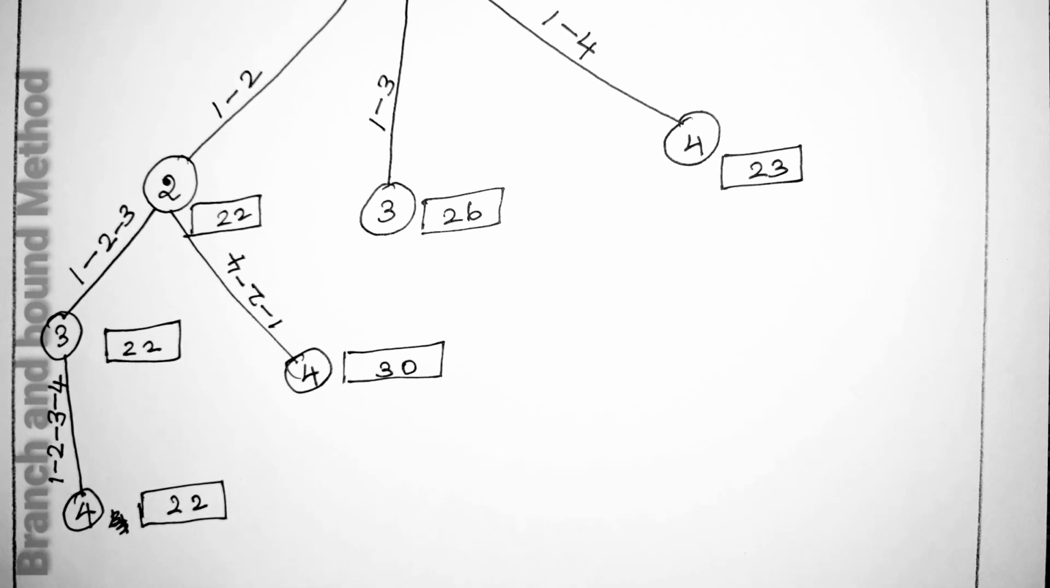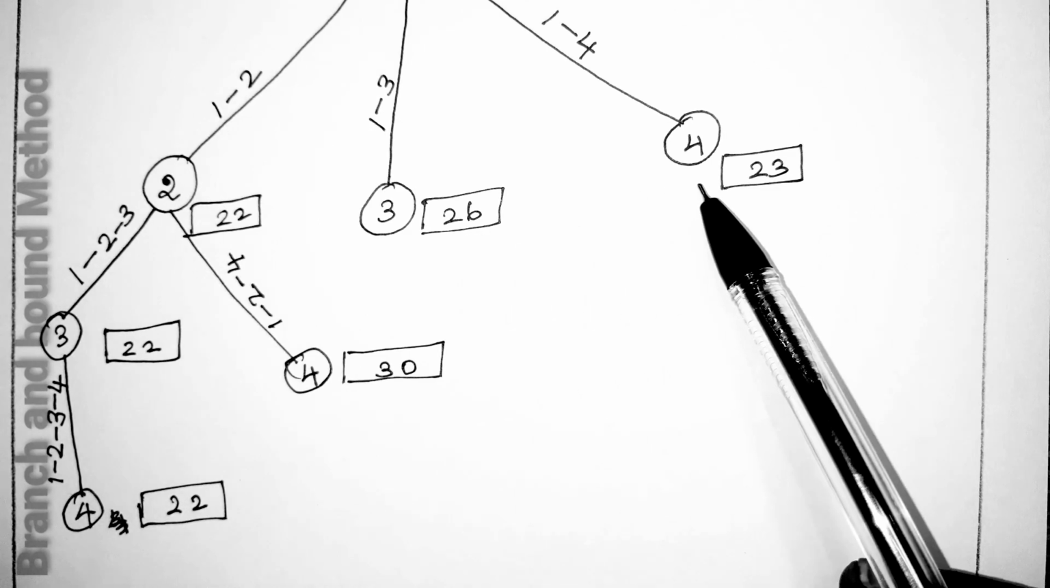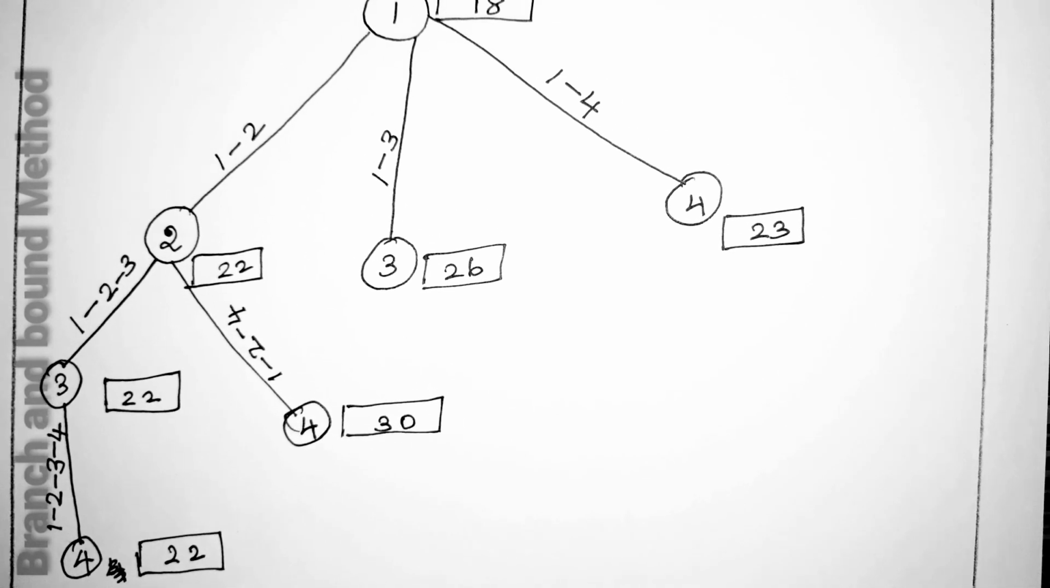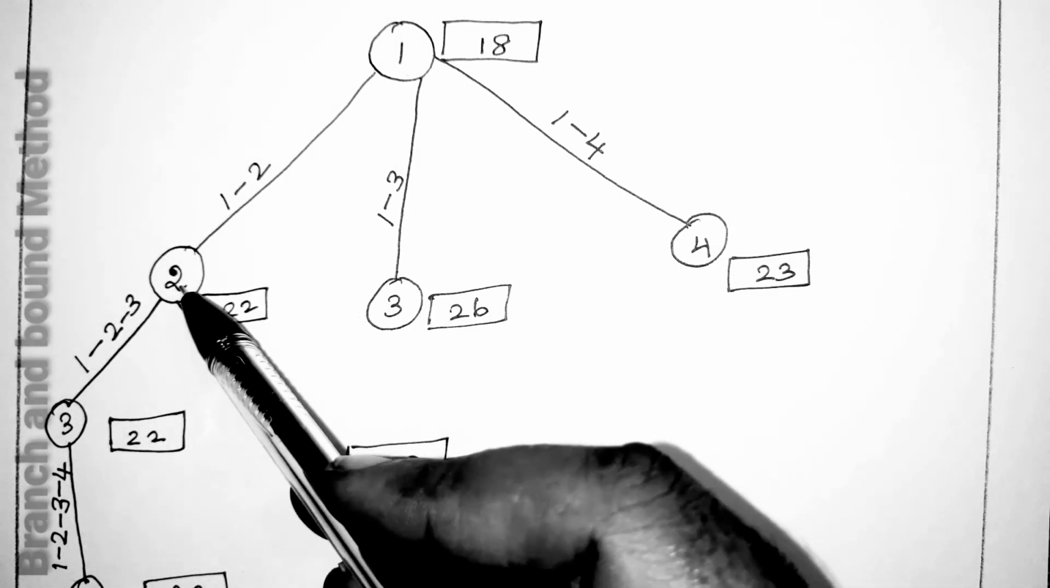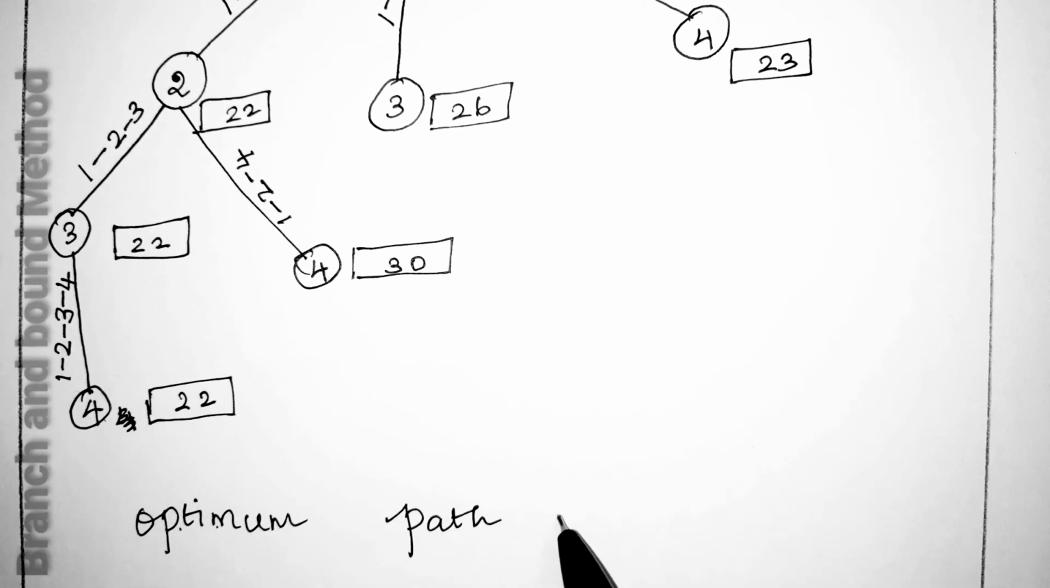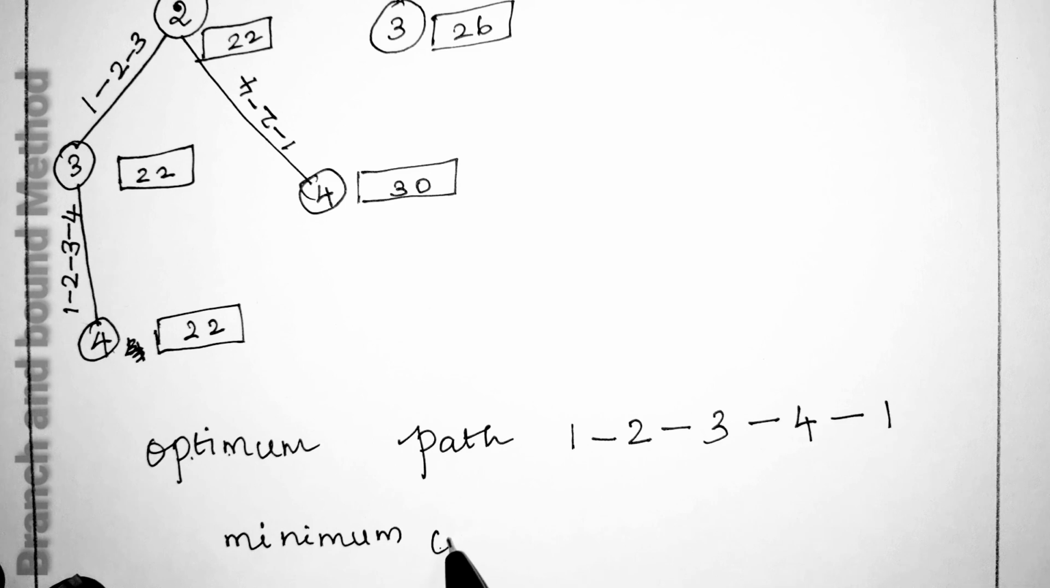After finding the reduced cost for the node 4, you have to check all the costs. Here the values are 22, 30, 26 and 3. 22 is the least number. So the corresponding path is the optimum path. The optimum path is 1 to 2, 2 to 3, 3 to 4 and 4 to 1. The minimum cost is 22.